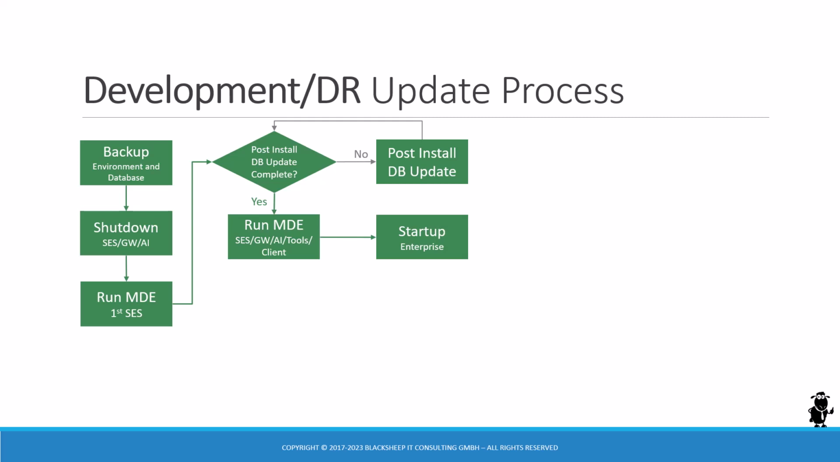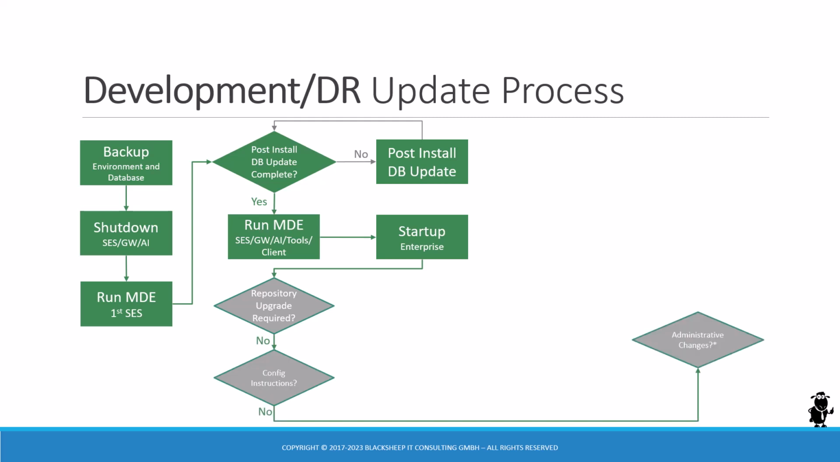Then it's time to start up that development enterprise so you can decide if you have a repository upgrade. Now let's do the fast track. Let's say, no, we don't need a repository upgrade. We have no configuration instructions, no administrative changes. That will mean we're done with the development update. But there might be just a longer path.